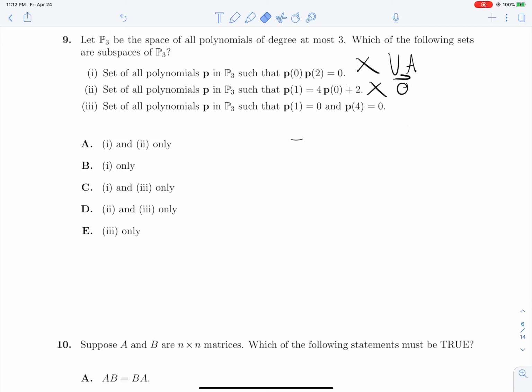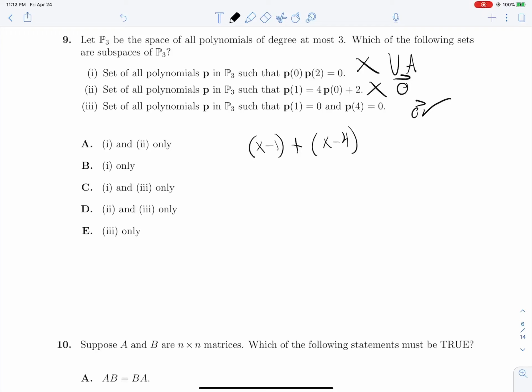Yeah, that should work. So we know that this includes the 0 polynomial. Is it closed under vector addition? If we take something that evaluates to 0 for x equals 1, so x minus 1, how about that? And we add it to x minus 4, do we get something that still aligns with all of this?